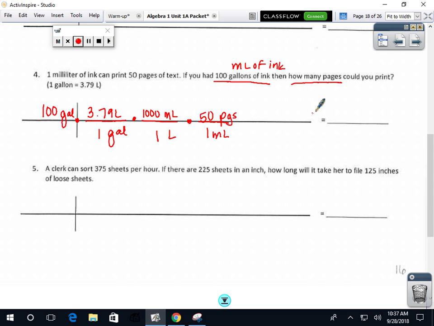Okay, and isn't that our whole goal, to figure out how many pages we can print? So that means we're done with our chain, because we've made it to the units that we want our answer to be in, pages. We cross out all the other units, that's why you have them top and bottom. Now the bottom is just 1 times 1 times 1, so that's not going to do anything. So all we need to do is multiply those numerators. And what do you get?